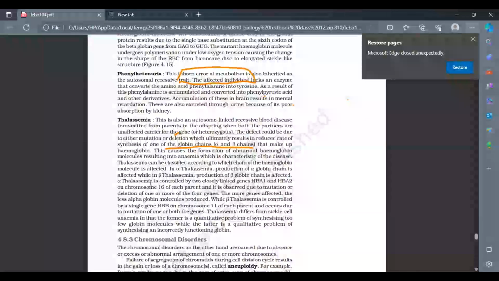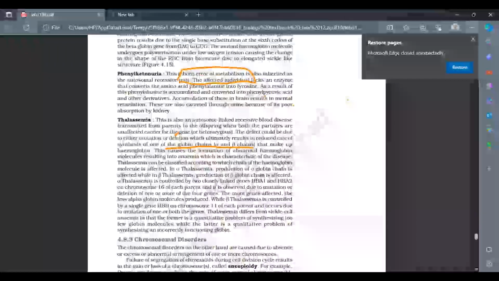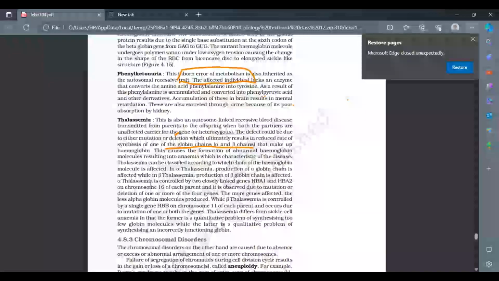What happens in beta thalassemia? Beta thalassemia is controlled by the HBB gene that is present on chromosome number 11. So remember, both thalassemias are very different. Alpha thalassemia is controlled by the gene that is present on chromosome number 16, and beta thalassemia is controlled by the gene that is present on chromosome number 11. Thalassemia also differs from sickle cell anemia.